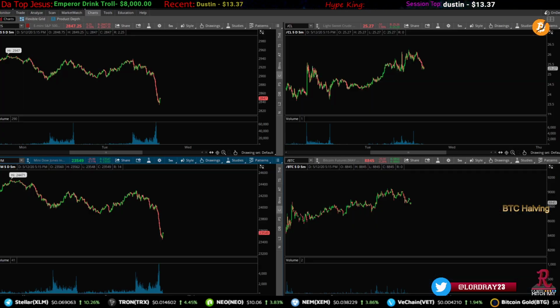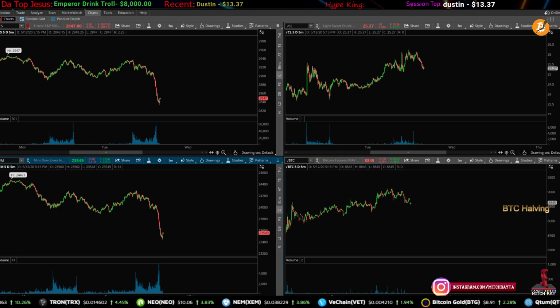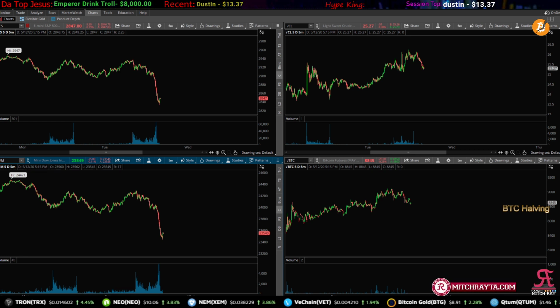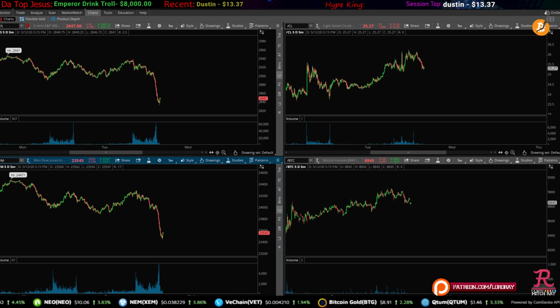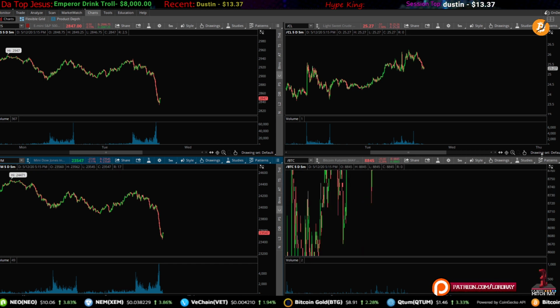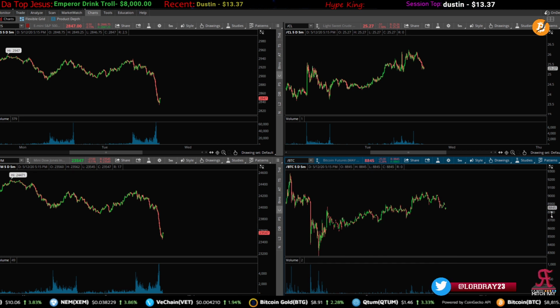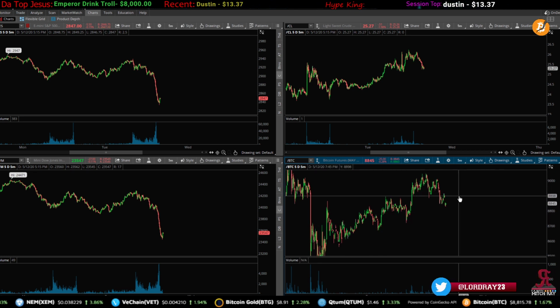So back to the futures. Bottom right of your screen is Bitcoin. Okay, so Bitcoin gap down. I definitely think Bitcoin's going to fill this gap. Dude, it's not a big deal.